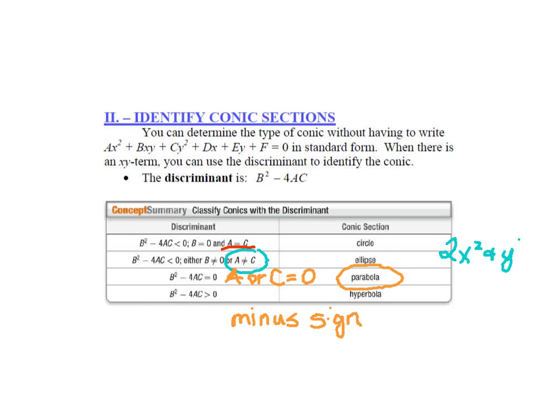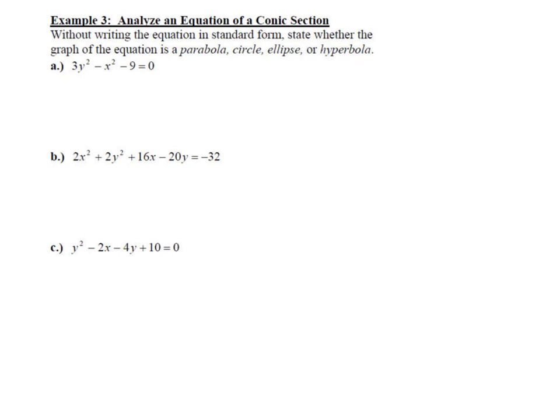So let's look at our first example. For our example, analyze the equation of a conic section. We have to determine whether this is a parabola, circle, ellipse, or hyperbola. You don't even have to write it in standard form. If you look at your x squared and your y squared, here is your y squared term, here's your x squared term. The big thing to notice here is you actually have a minus. Since you have a minus sign, that means you're going to end up with a hyperbola.